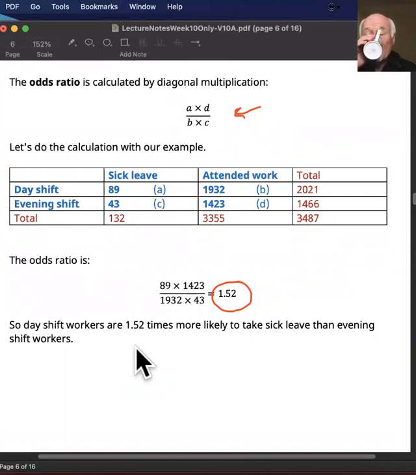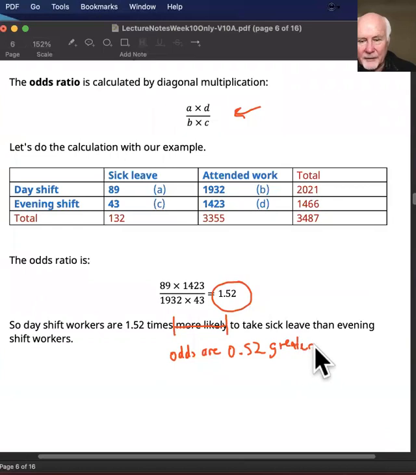Now, I've got a typo here, and it's good that it's there because it'll help me emphasize an important point. I'm pretty sure I've quoted this again a bit later in the notes, and I've changed it later on. So strictly speaking, this is not true. We don't say most likely or more likely. What we really should say is the odds are 0.5 greater. Okay, something like that.